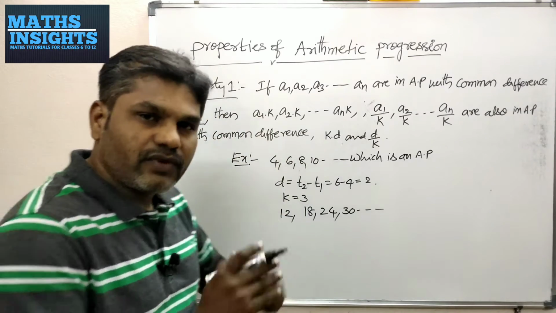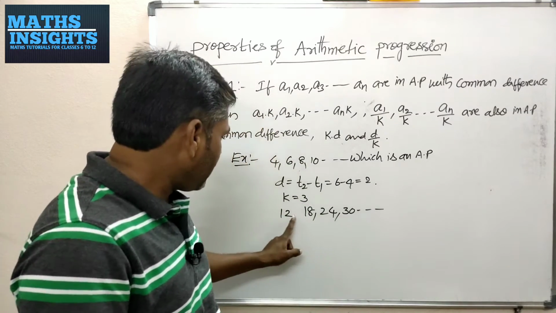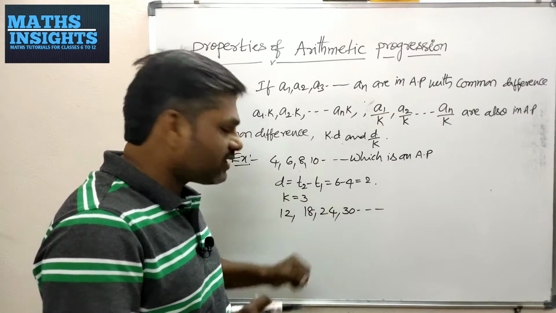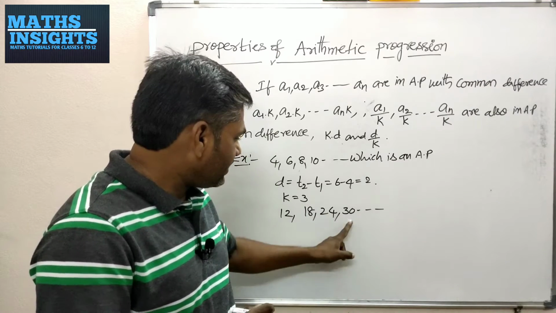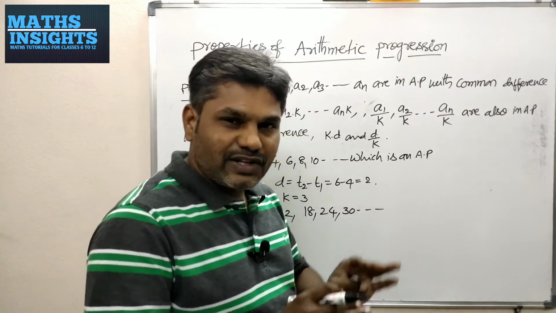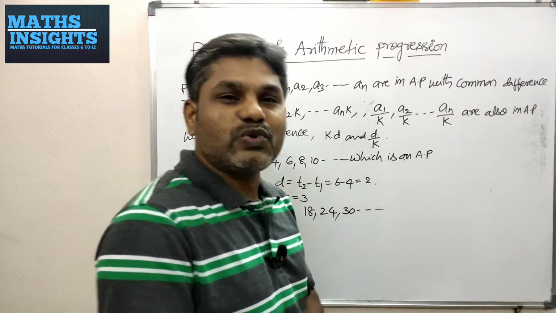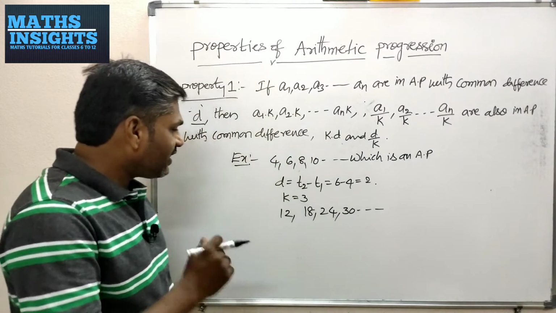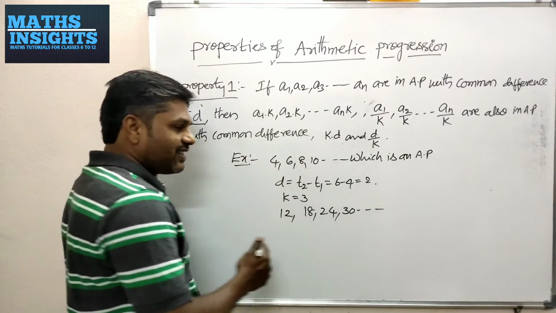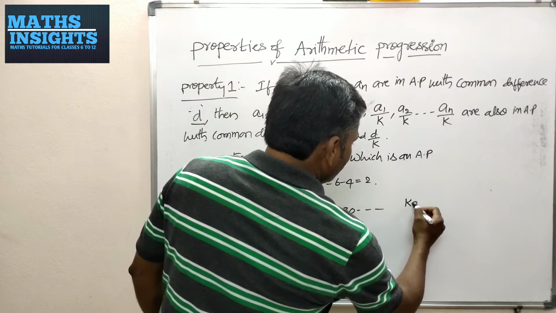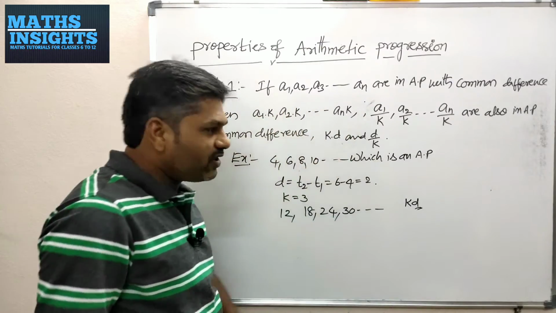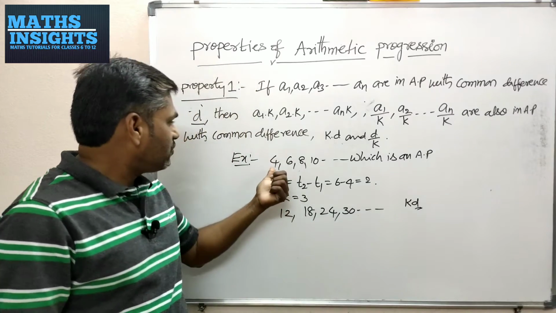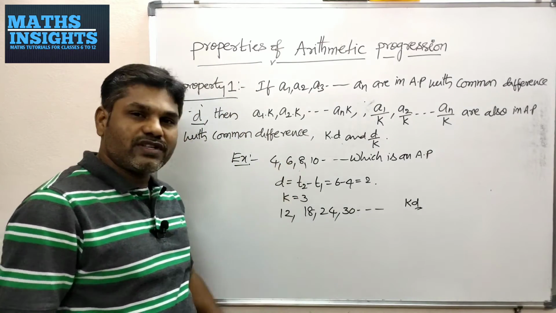If you verify the common difference, 18 minus 12 is 6, 24 minus 18 is also 6, 30 minus 24 is also 6. It means it is also an AP with the common difference 6. That means K into D, where D is the common difference of the original arithmetic progression, and you know that is 6 minus 4 is 2.